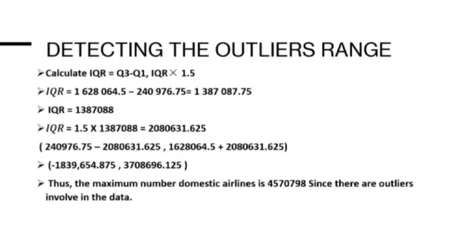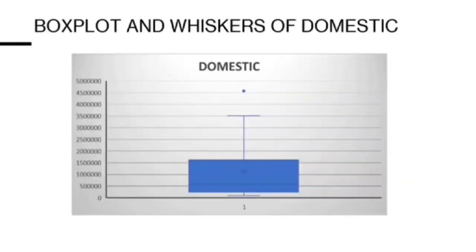So the IQR is 1,387,088. And then I will calculate 1.5 multiplied by it, and I get 2,080,631.625. So I calculate again with the first quartile and third quartile, so I can get the lower limit and the upper limit. The maximum number of the domestic airline is 4,570,798. So this is the box plot of the domestic airlines.